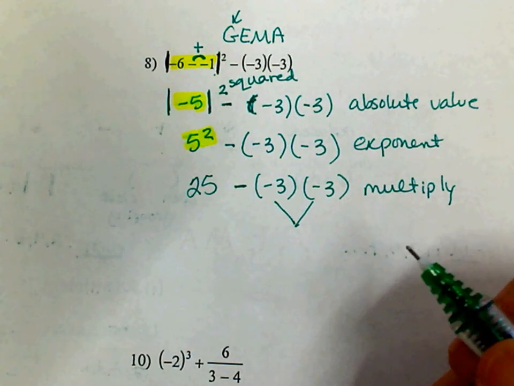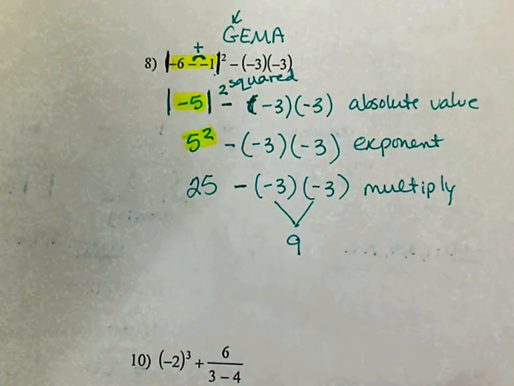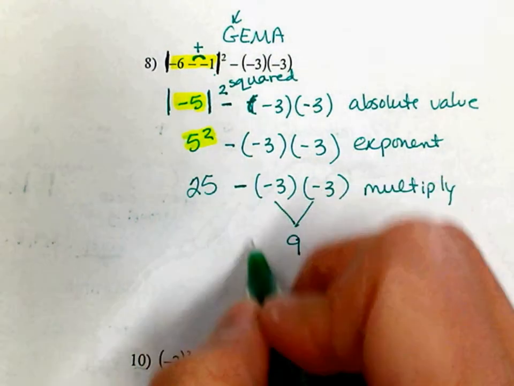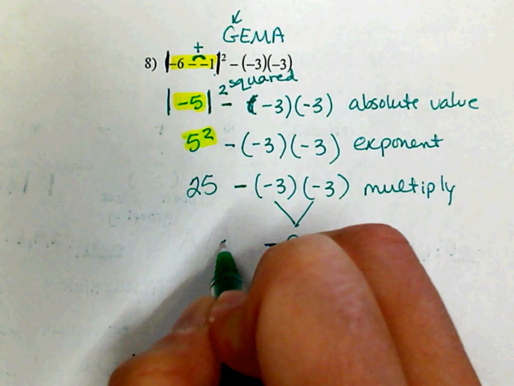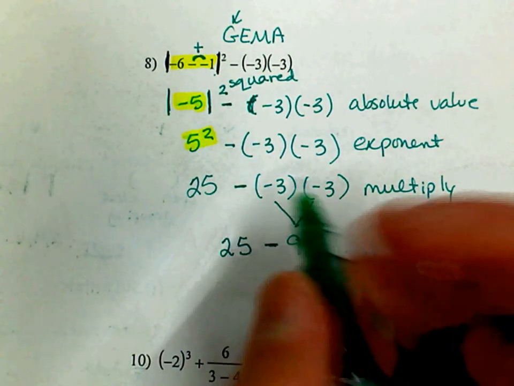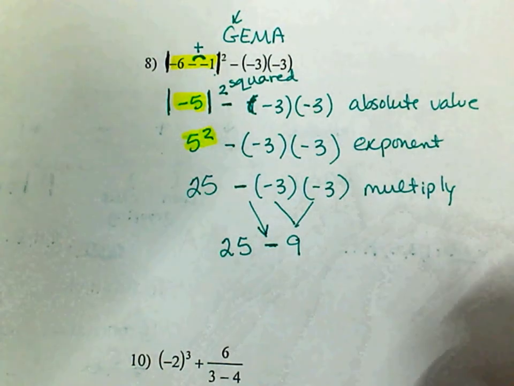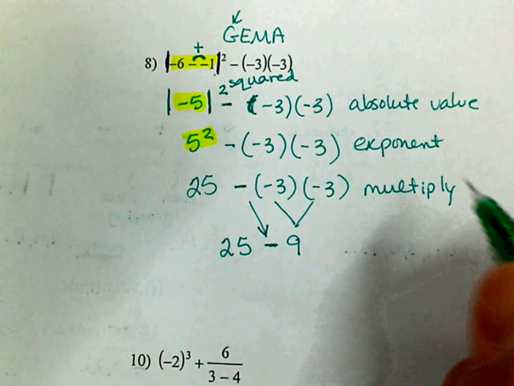9, positive 9. So you're going to bring down that 9, make it positive. Bring down the negative in front of it, and bring down your 25. Do you see how I didn't get rid of that negative right here? That's a minus, okay? Now what do you have? 25 minus 9. What is 25 minus 9?